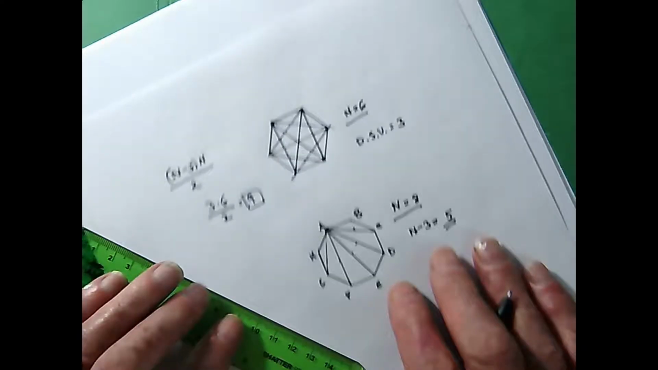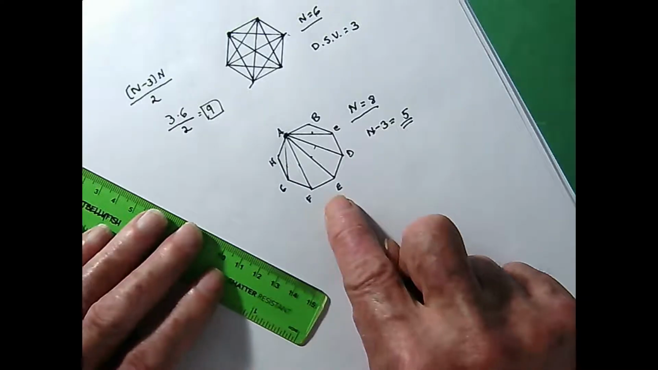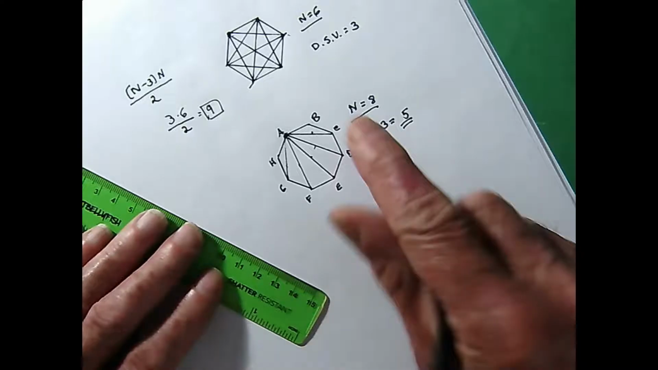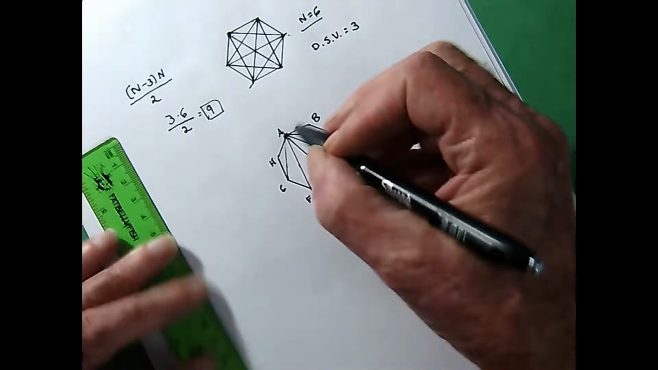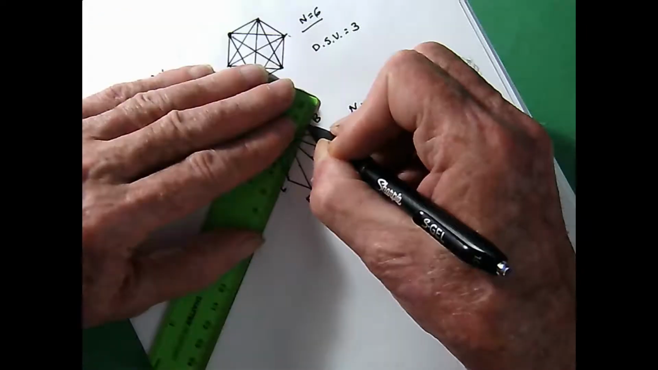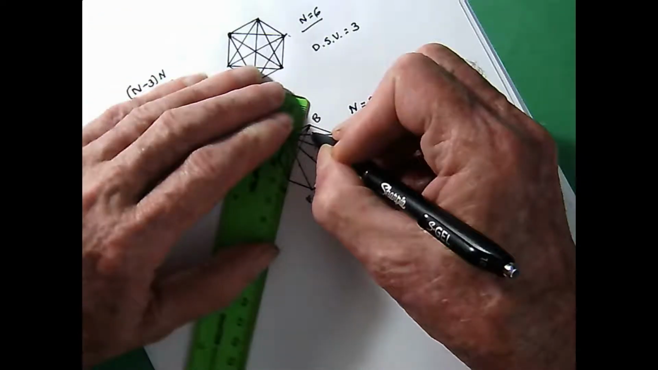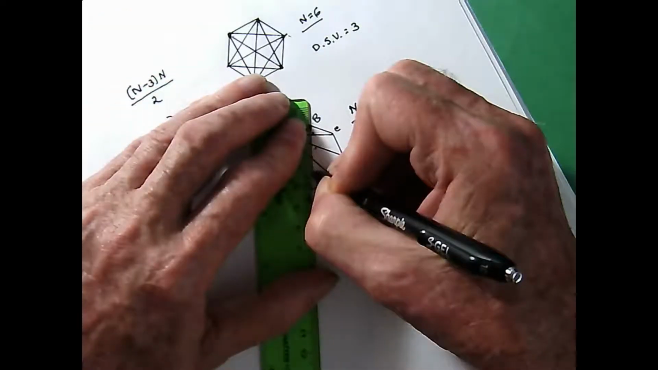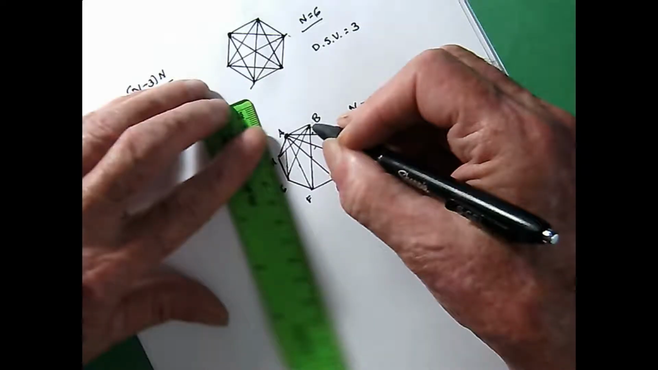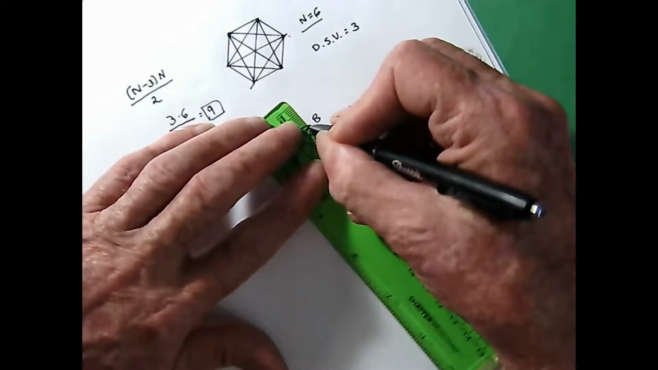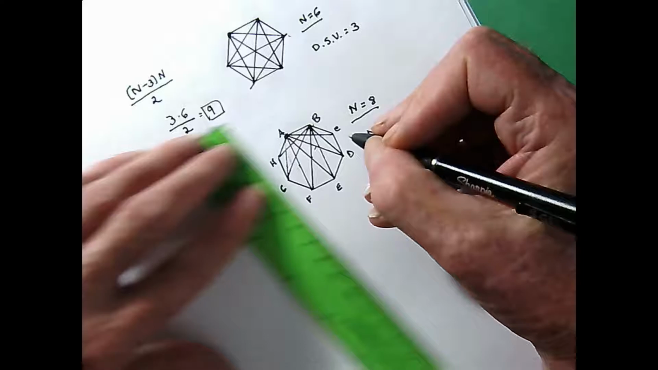Let's see how many diagonals I can draw in this octagon. I can draw 5 from a single vertex. I guess I could draw 5 from vertex B as well, and 5 from vertex C, and 5 from every vertex, couldn't I? However, somewhere along the line, I'm going to start counting everything twice.